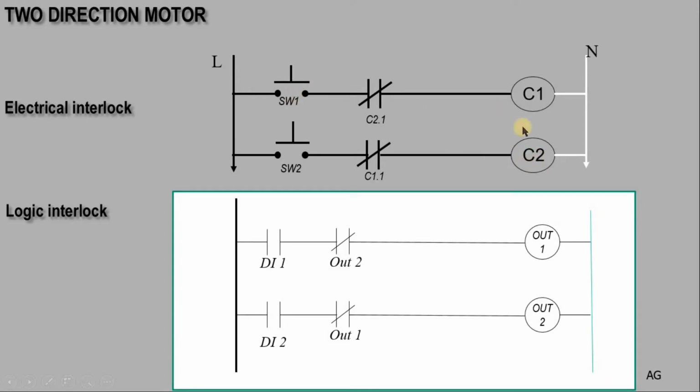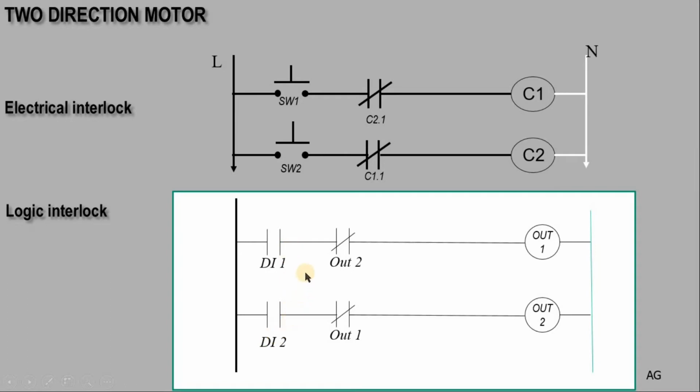The reason for that, if this contactor is energized, you will not be able to run or energize C1. And if C1 is energized, this is open and you cannot energize C2. So that's what we call electrically interlocked. So now in the PLC, what we will do, this is DI1, DI2. DI1 is the switch for reverse or direct, and 2 is the other one. So this is right, this is left, this is direct, this is reverse.